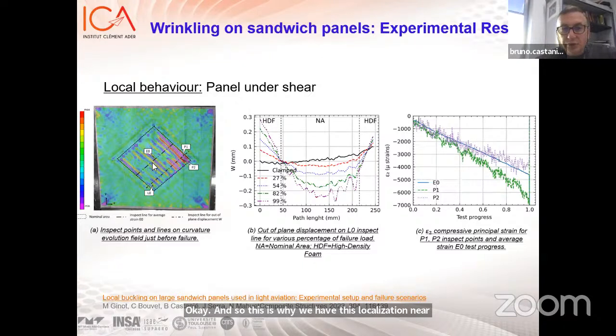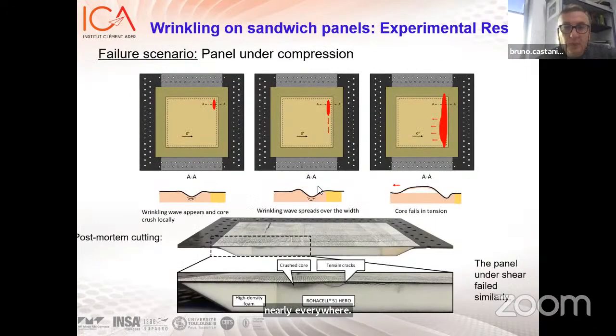You can see that for shear, we have less localization, and we have a very nice shape with buckle nearly everywhere. Okay, and you can see this is the same thing at the center.